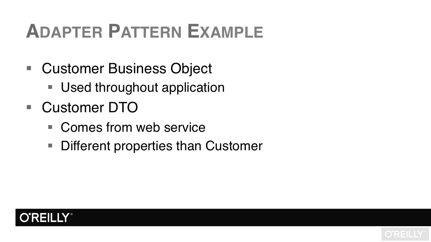Here's our example. We need a customer business object, and that's what's used throughout our application. We have a customer data transfer object, and it comes from a web service. Its properties are different than our business object customer's properties. Not tremendously different, just different enough that we can't use the DTO throughout the application. And we may have other customer DTO types that come in from other sources that we have to aggregate and put together as a single customer type.